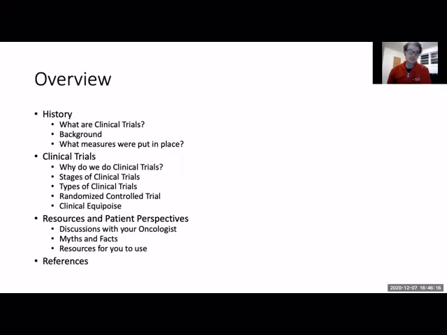So John, if you could go to the next slide. So yeah, this slide is just an overview of what we'll be discussing today. We will start with an overview of clinical trials and discuss some history. We will then go into more details about the design and structure of a trial, and we will finish off with some additional resources for you, and we'll also dispel a few myths that exist regarding clinical trials.